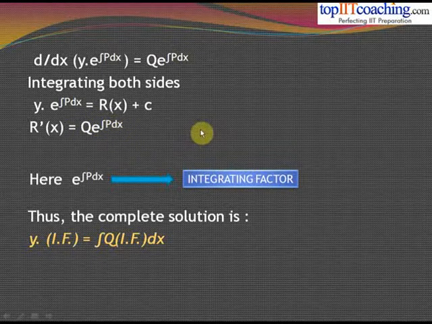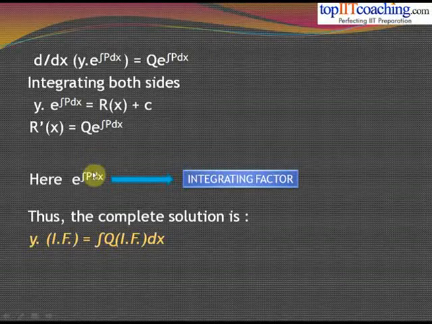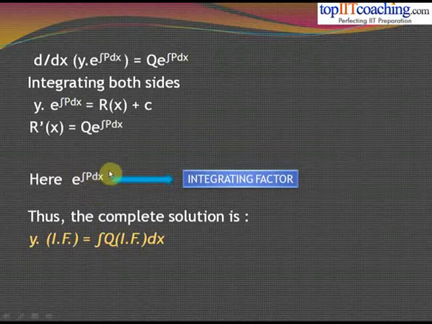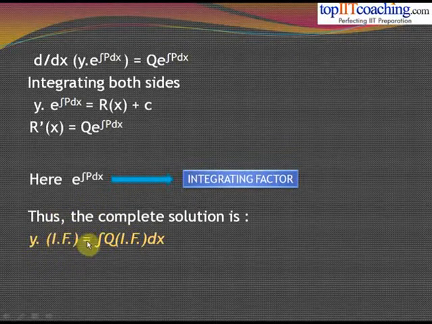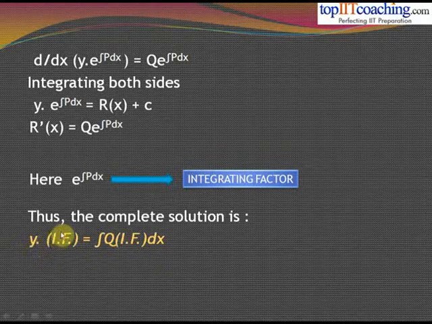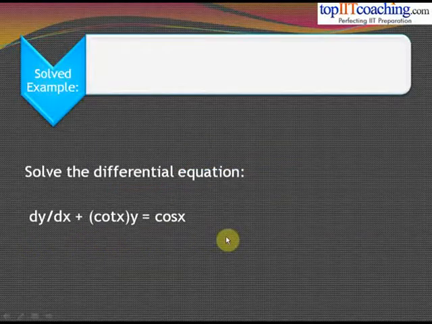Now what is this e to the power of integral p dx? This is called the integrating factor. Here p is the coefficient of y, that is, it is a function of x but is a coefficient of y. So e to the power of integral p dx is known as the integrating factor, and hence the complete solution of the differential equation is y into the integrating factor equal to the integral of q into the integrating factor. Thus we can say that the complete solution is y into integrating factor equal to the integral of q into integrating factor.